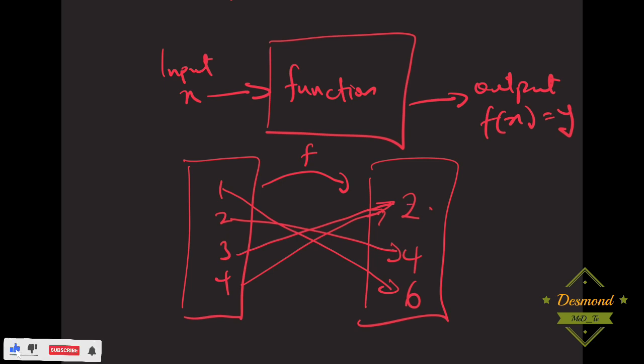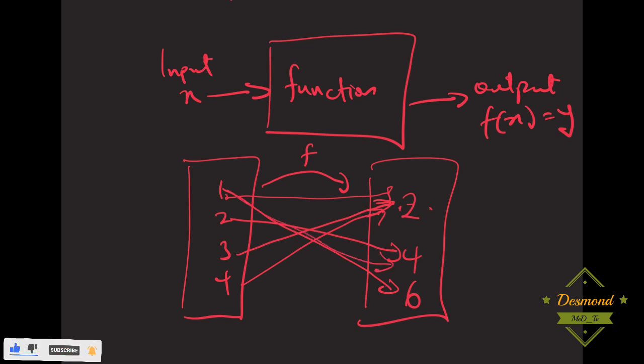We cannot have one input matching to two outputs. Let's say 1 is matching to 2, and the same 1 is matching to 4.